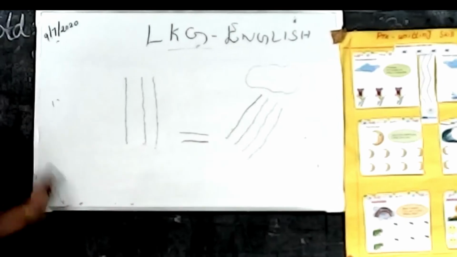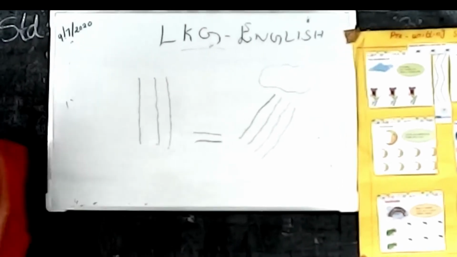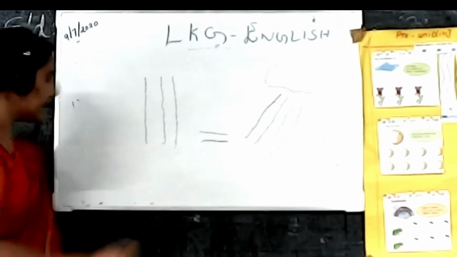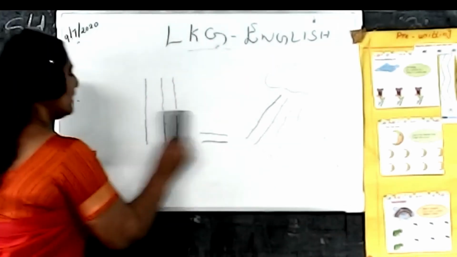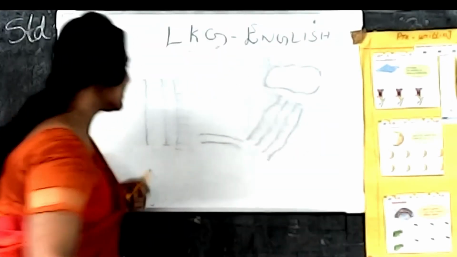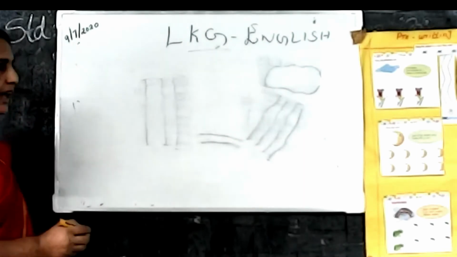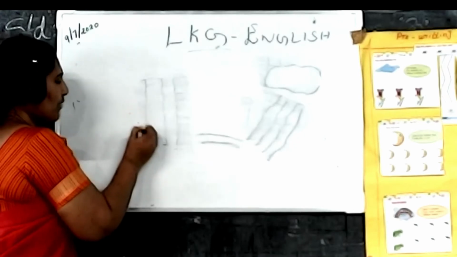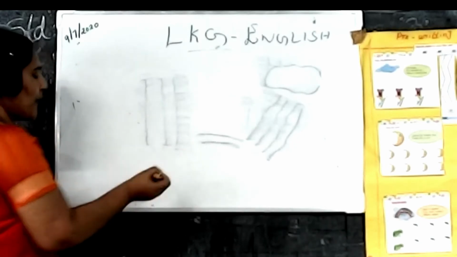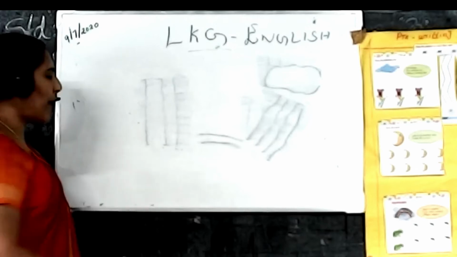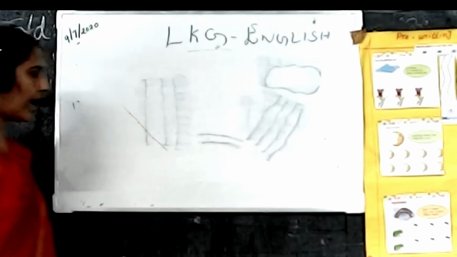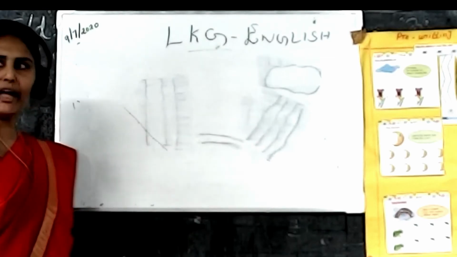Next one, the forward slanting line. This is heavy rain. Do you see heavy rain? Okay, this is the heavy rain. Okay, look at the board. The forward slanting line. Okay, do you see the heavy rain? 1, 2, 3, 4, 5, 6 lines on the board. I draw over the dotted line. I get a forward slanting line.